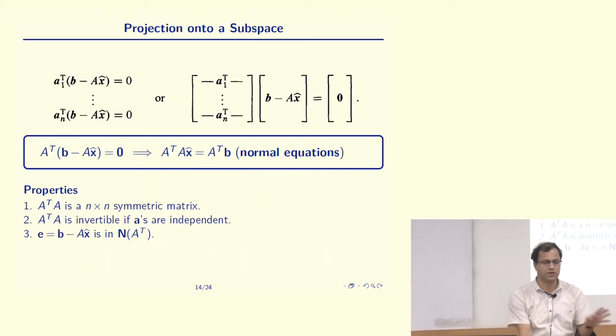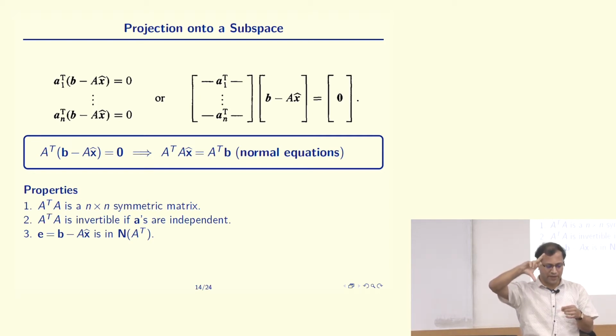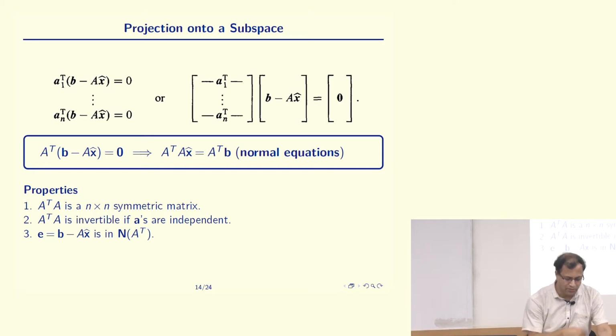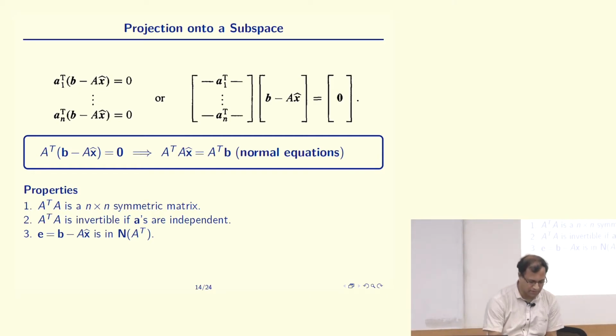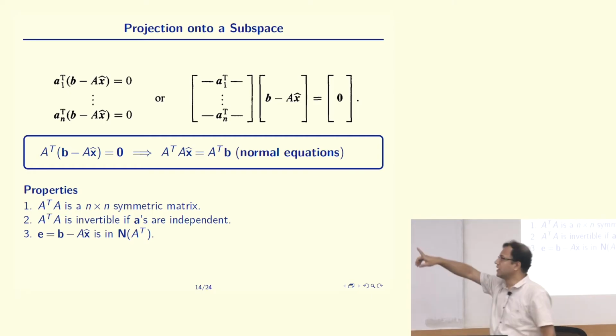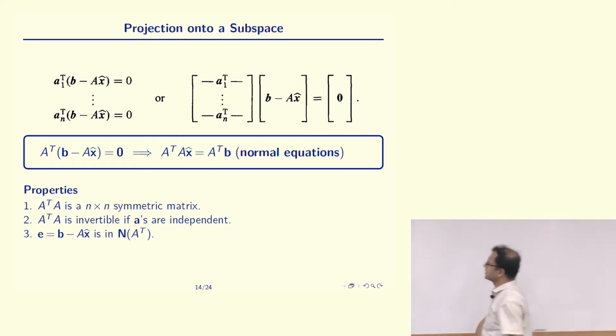So here we have to consider that each of the vectors, A1, A2, ..., An, will be perpendicular to the error vector. That will give you this set of equations. Should I write it down, or I think it is okay. This is a very important set of equations.